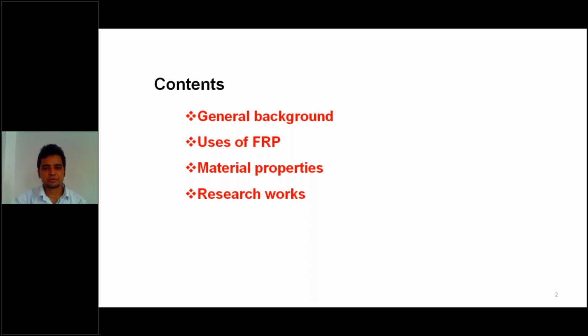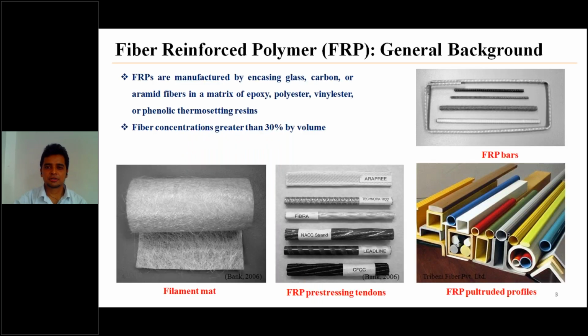So I'll begin with what is fiber reinforced polymer. Fiber reinforced polymers are generally manufactured by embedding different types of fibers like glass fibers, carbon fiber, or aramid fibers in a resin matrix. The types of matrix or resins are mainly epoxy, then polyester, vinyl ester, and they are formed into different shapes. In fiber reinforced polymers, the fiber concentrations are mainly greater than 30% by volume.